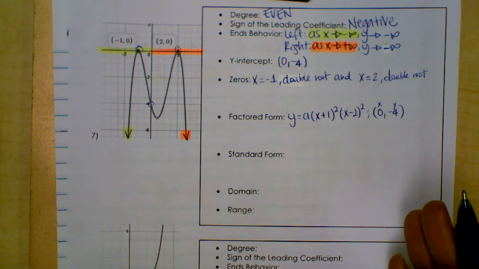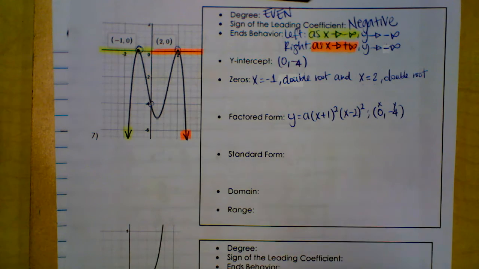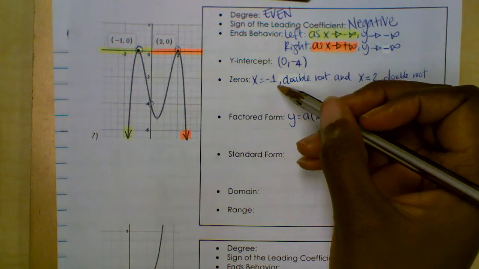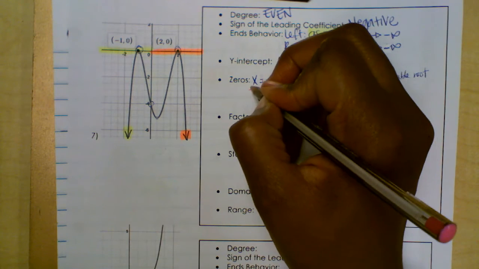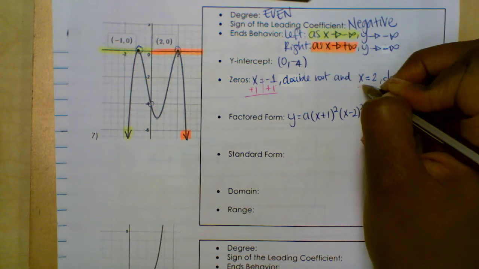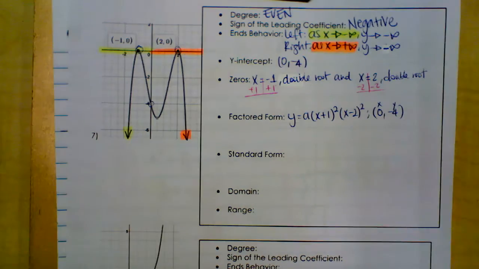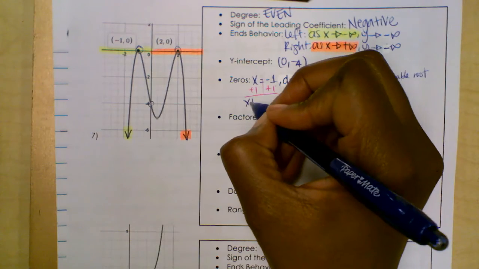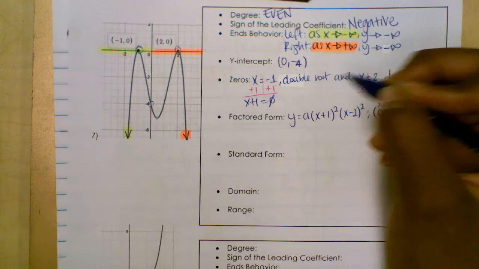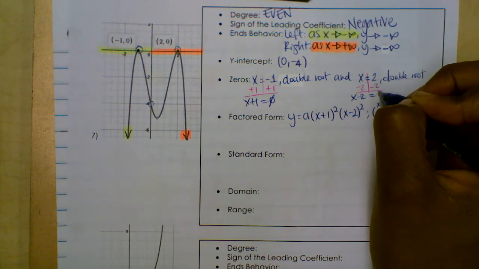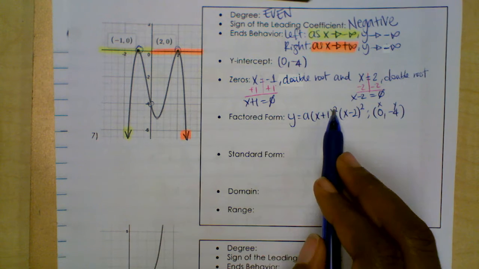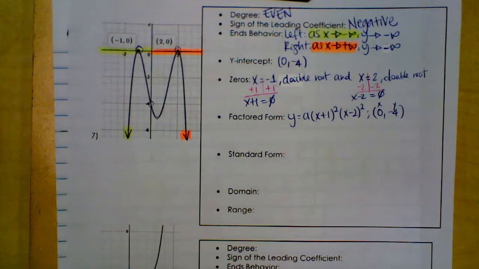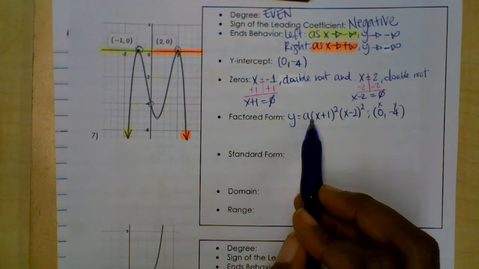Again, you want to go back before we apply the zero product property. If you know that the zero is -1, you're going to add 1 here, and then here you're going to subtract 2. So before we apply the zero product property, the factors were x plus 1 squared and x minus 2 squared. Now we don't know a, that's why you want to find out.